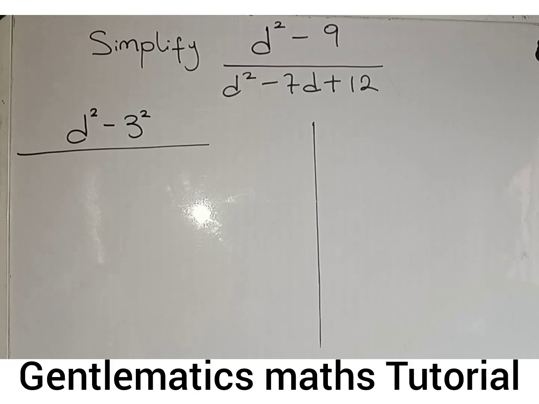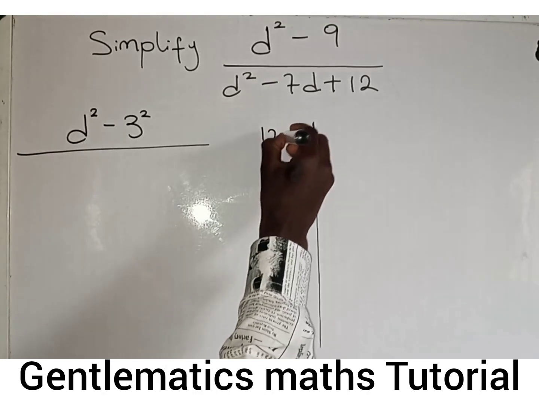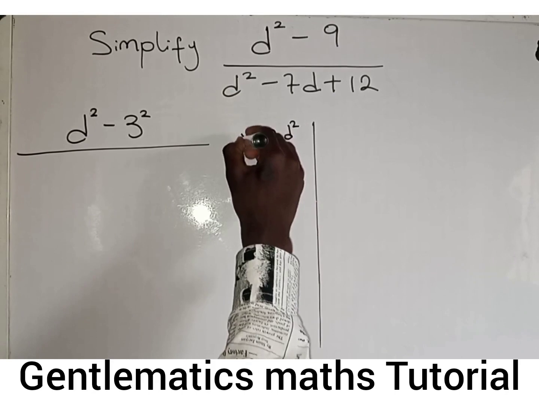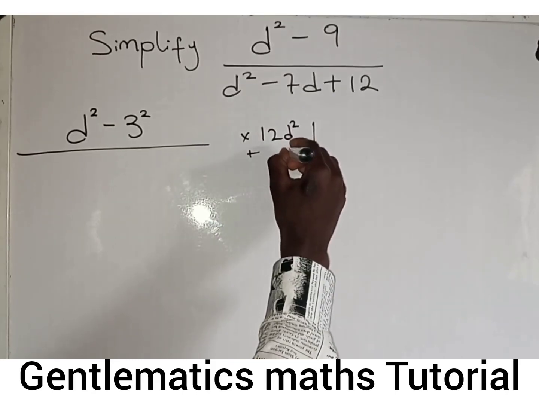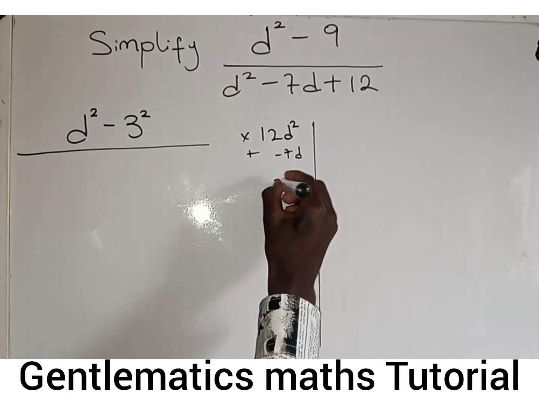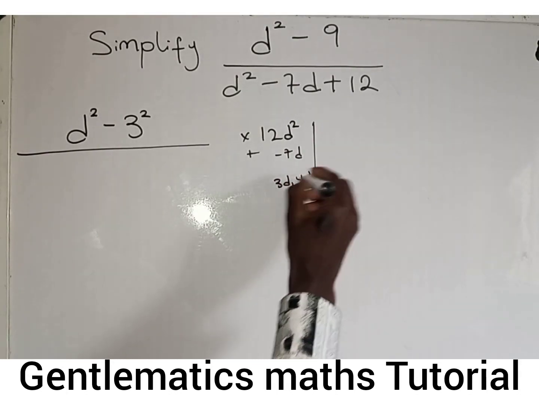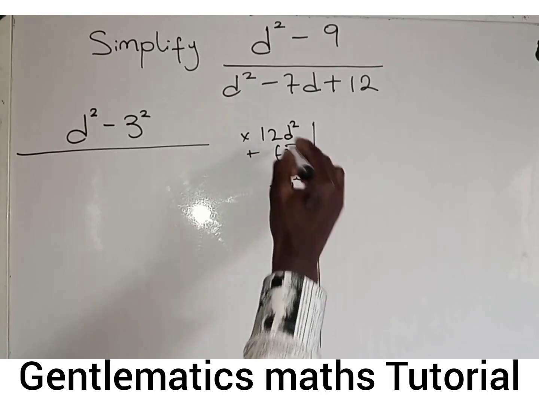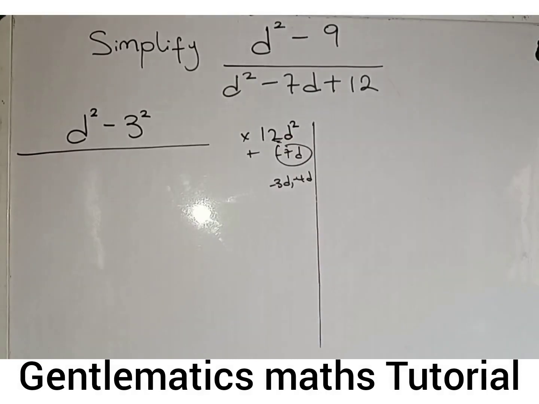Since adding them will give me a negative number and multiplying will give me a positive number, those two numbers must be negative. So I'm looking for two numbers such that when I multiply, I have this, and when I add, I will have −7d. I think 3d and 4d will give me this, but both of them have to be negative. Since when you add them together, you have this, and when you multiply, you have this.